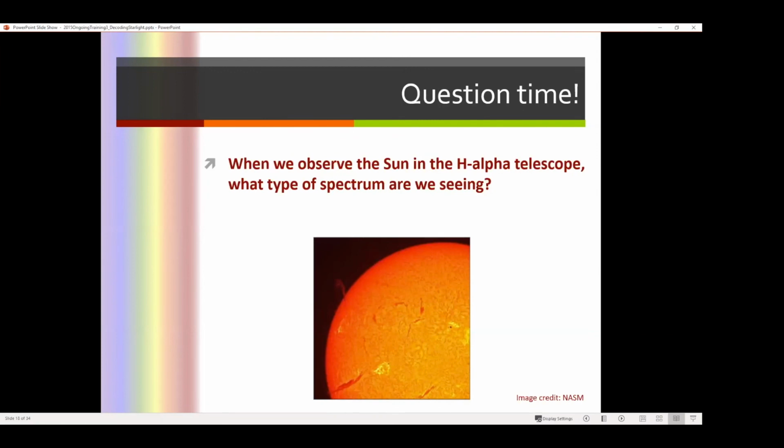All right, so I tried not to give this away, but it's question time. When we're observing the sun in the H-alpha telescope, what type of spectrum are we seeing? So we just talked about continuous emission and absorption. What are we seeing? Oh, I like the question mark, emission question mark.